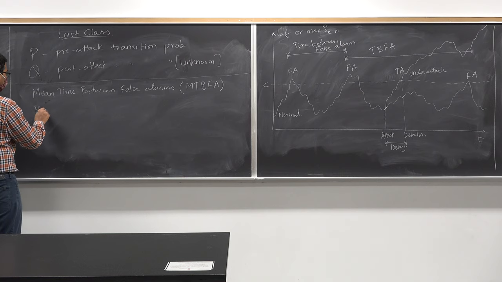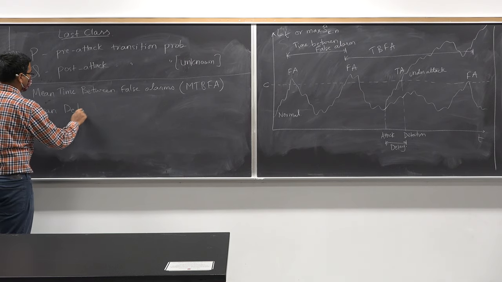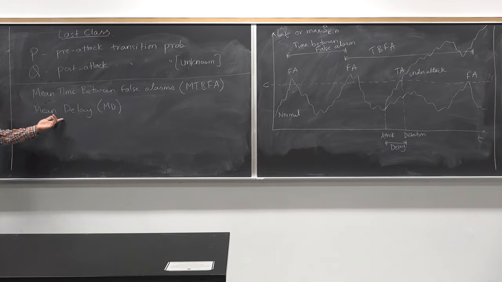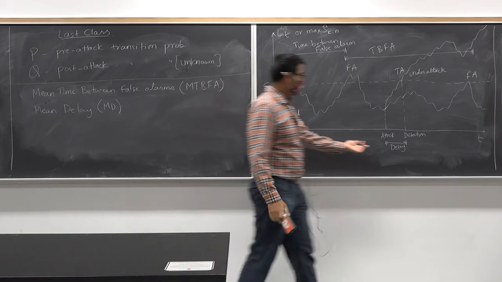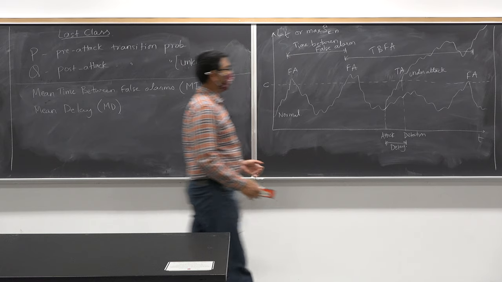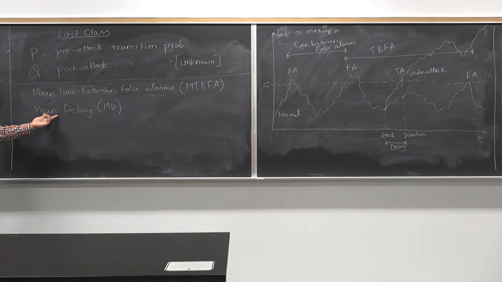And then you have mean delay, MD. And this is the average of this delay. So when the attack happens and when the alarm is raised, what's the delay? And what's the average value of that delay? Because delay is a stochastic variable, so you have to talk about the mean. And the same thing happens between TBFA, that's a stochastic variable, so you have to talk about mean. So you have two parameters, mean time between false alarm and mean delay.